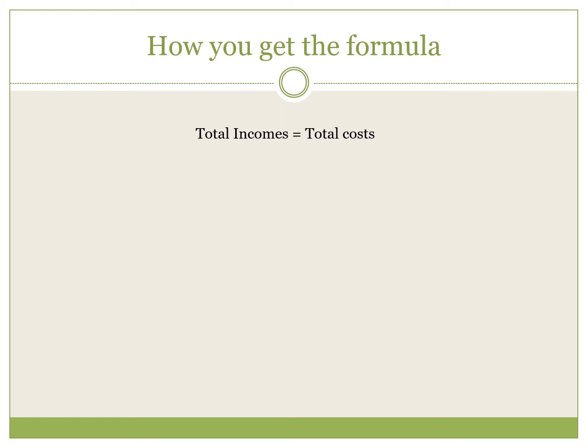What are total incomes for a company? Total incomes are the number of units sold multiplied by the selling price. And total cost is going to be adding fixed cost plus variable cost. Let's rewrite this using letters to shorten it and to be able to operate it, okay?